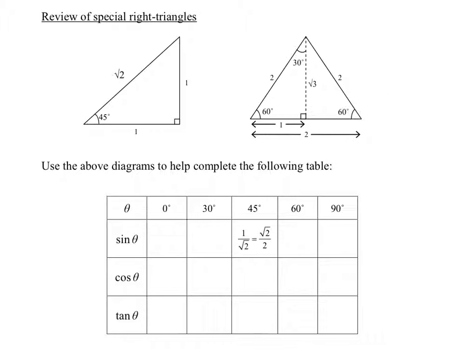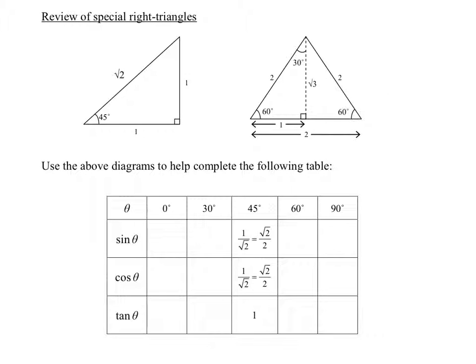In the same way, the cosine of 45 degrees is going to be the adjacent over the hypotenuse. It's going to be the same thing. It's going to be 1 over root 2. And then the tangent of 45 degrees is going to be the opposite divided by the adjacent. So it's 1 divided by 1. That's a nice easy one, and one that we should remember. The tangent of 45 degrees is 1.